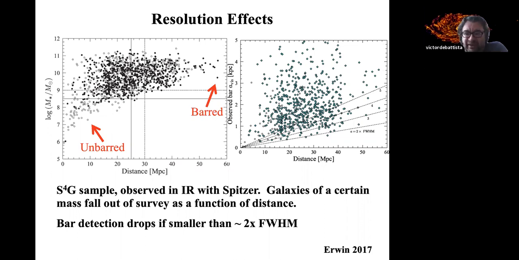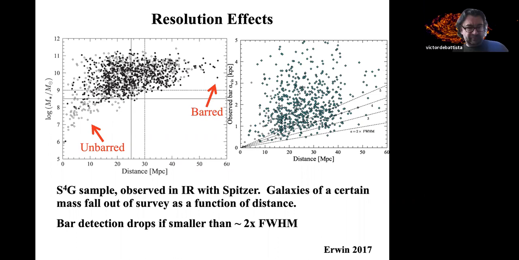You see, this is the bar size that's being plotted on this axis. You don't see over here very many galaxies, but this is a very short distance scale. So we expect there to be galaxies like this one over here, but we don't detect them 50 megaparsecs out, where the seeing is large enough that you don't have the bar within two full width half maxes of the satellite seeing.